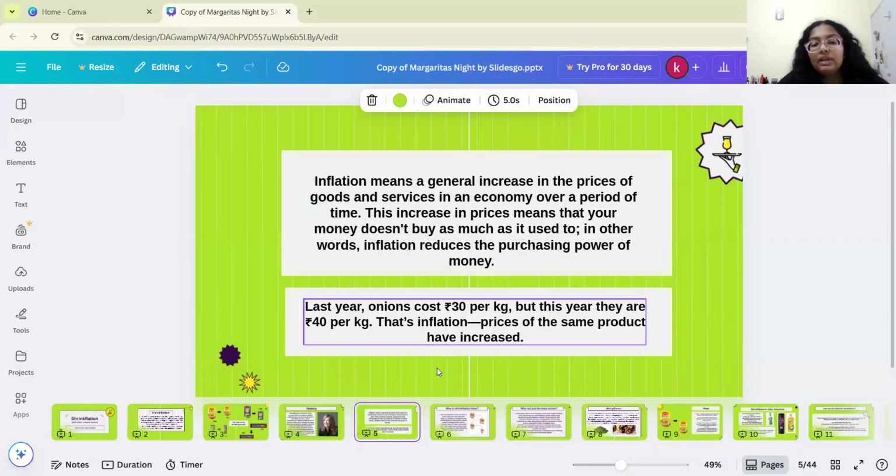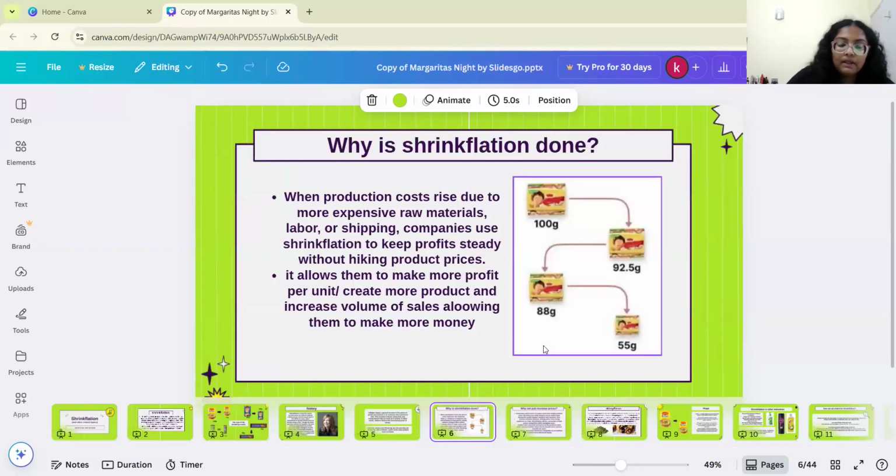In case you guys don't know what inflation is, it's when there is an increase in price of goods and services. But this increase means that your money can't buy as much as it used to. So basically, it reduces the purchasing power of money. For example, last year onions cost 30 rupees per kg. But this year now they're 40 rupees per kg. So that's basically what inflation is.